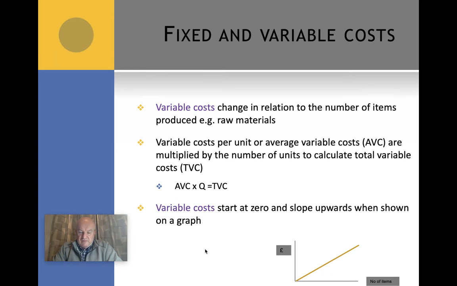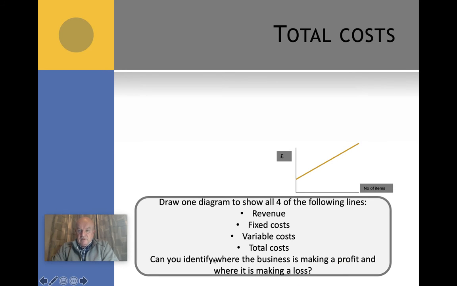Now, in this instance, our variable costs are going to start at 0 and slope upwards when shown on a graph. Okay, so if we're showing variable costs separate from fixed costs, that's the way that would go. It's not dissimilar in some ways to the way in which the revenue graph is shown, where we've got our variable costs starting at 0, where we have no output at all, and then increasing as we increase the number of items.